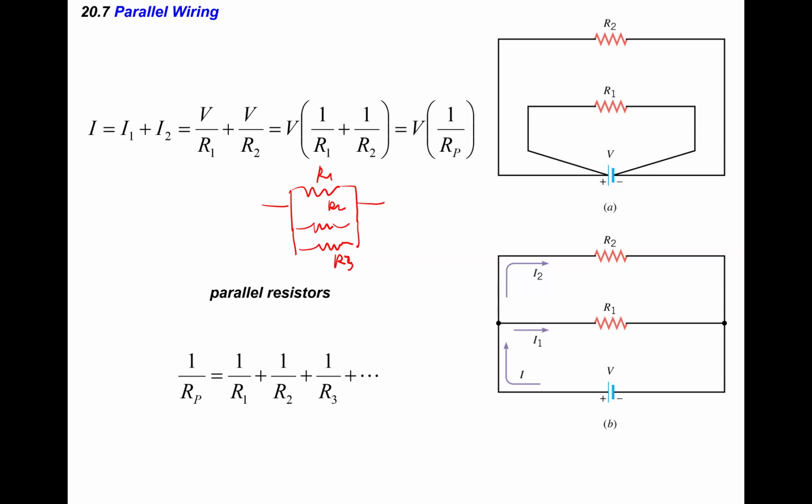So the equivalent of this bunch, I'm going to write this Rp here, for parallel. 1 over Rp will be equal to 1 over R1 plus 1 over R2, and keep on going. Depending on how many devices you have, you can keep on writing this calculation.